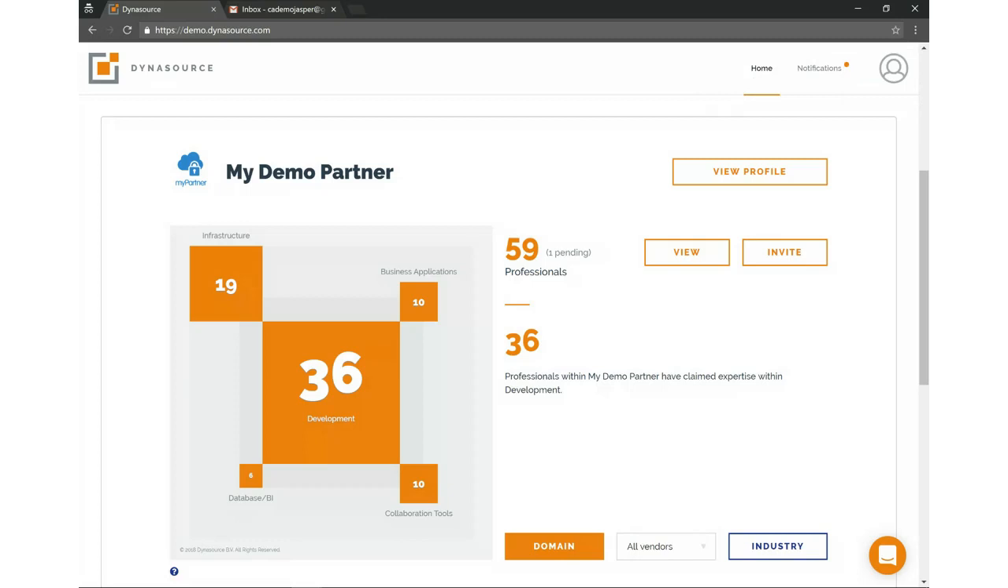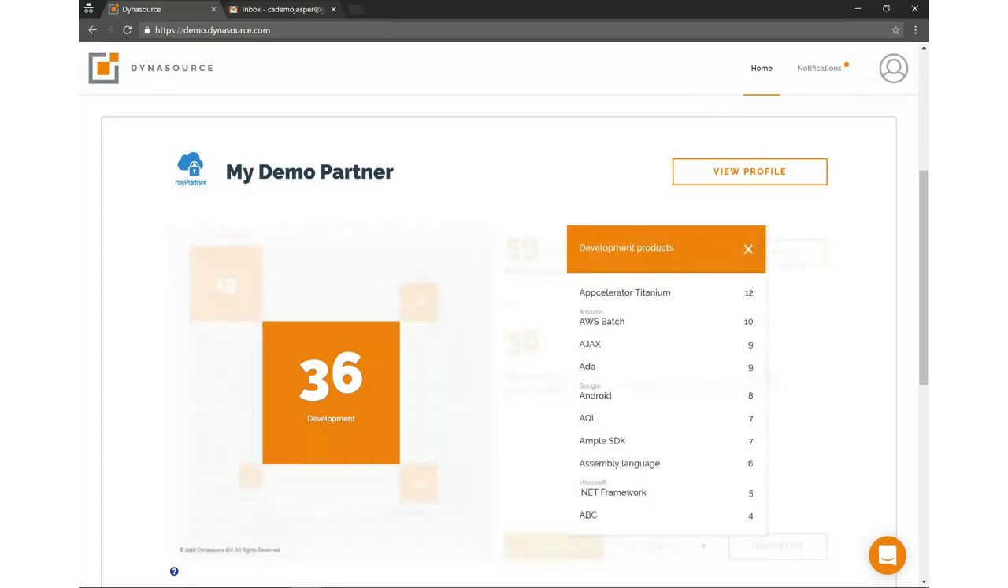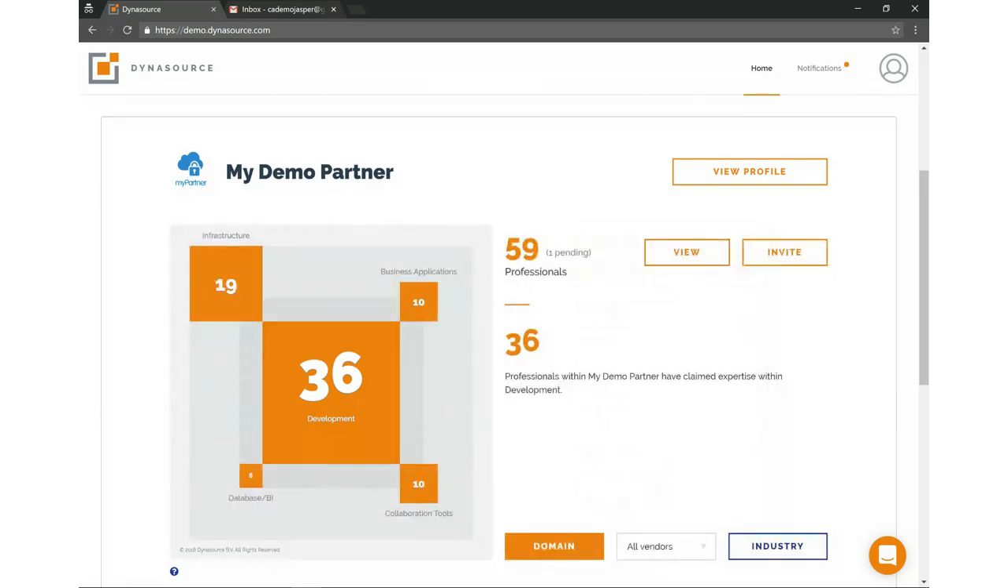If I click on one of those domains, I can see exactly the product skills that they have. To give an idea, I see here the Amazon AWS badge with 10 behind it. That means that 10 professionals claimed that they have the skill. And you might wonder where those product skills come from, because it's not something that you can randomly fill in, because that would be disastrous to administer.